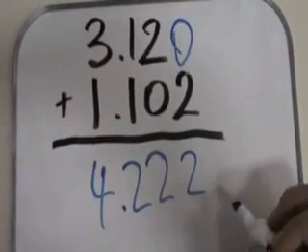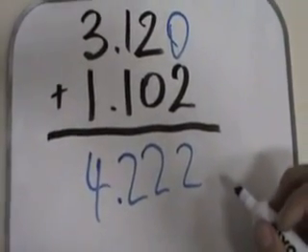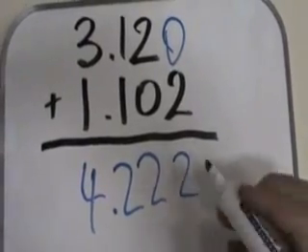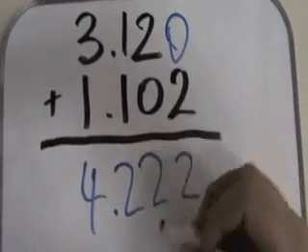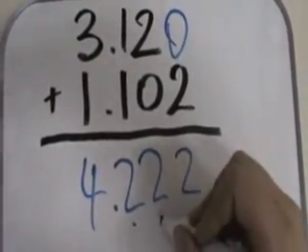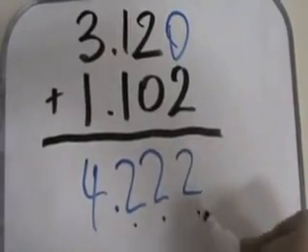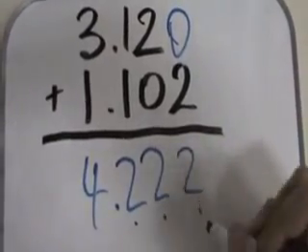And now, do we normally go 3 decimal places? No. Normally in regular life we only go 2 decimal places. So what are you going to do? What I'm going to do is round the thousandths. Thousandths, hundredths, tenths.